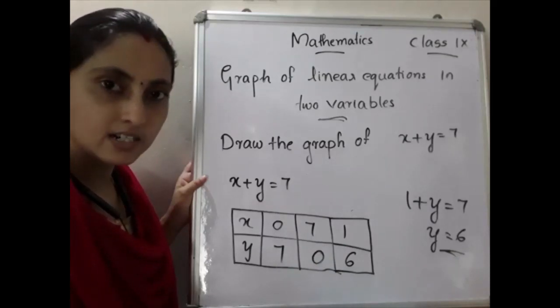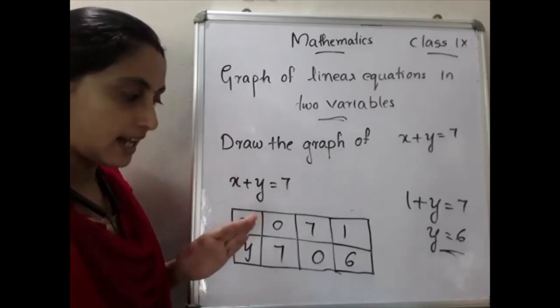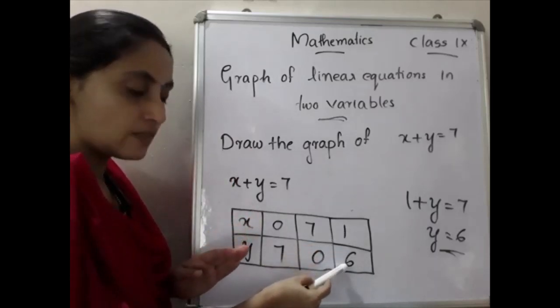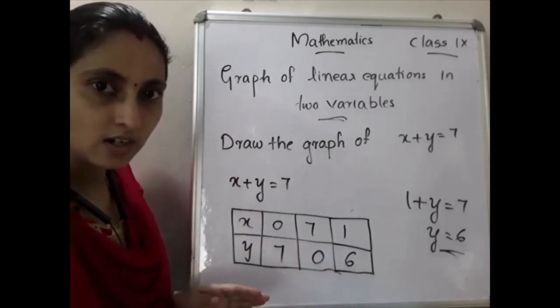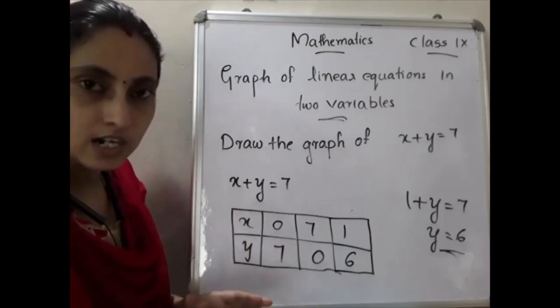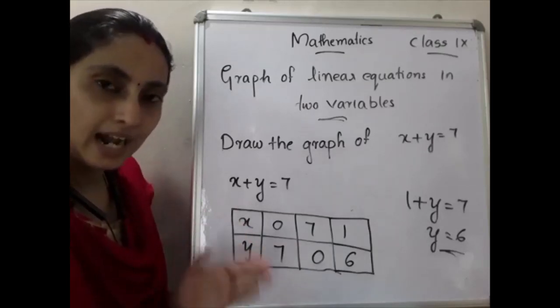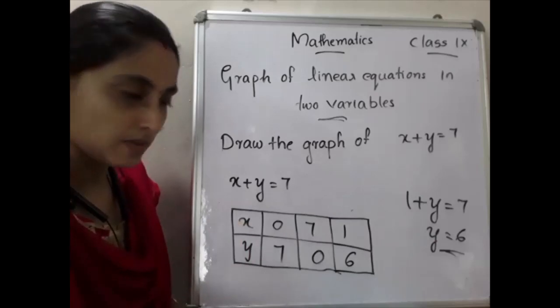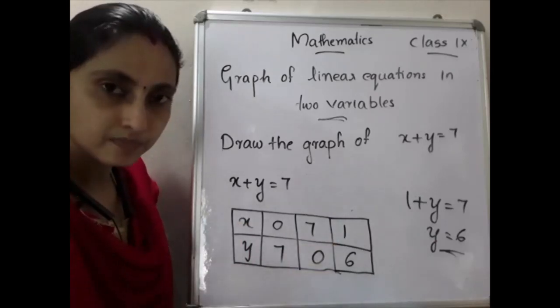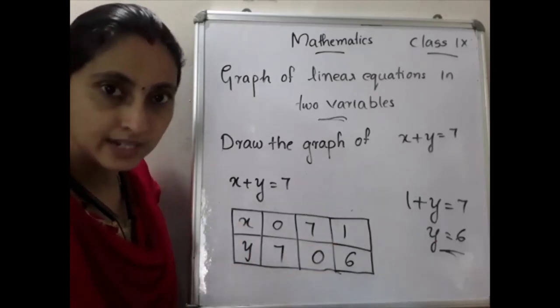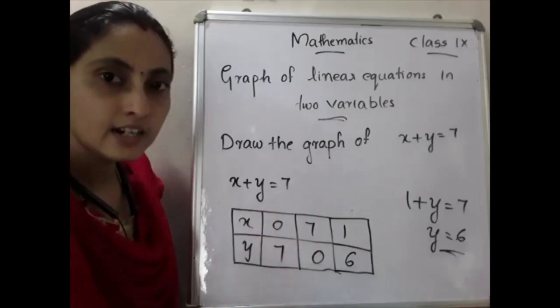In which quadrant or in the axis? Not in the axis, because here the x coordinate and y coordinate are numbers. Not 0. If it is 0 only, we can say that it lies on either the x axis or the y axis. But here 1 and 6 are both numbers other than 0. So we can say that it may be lying in a quadrant.